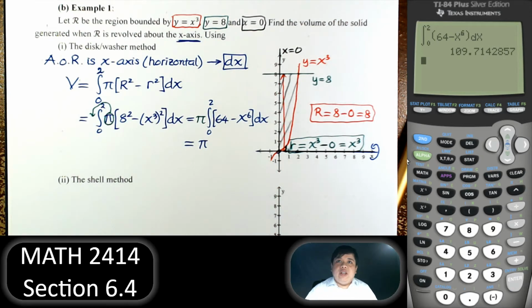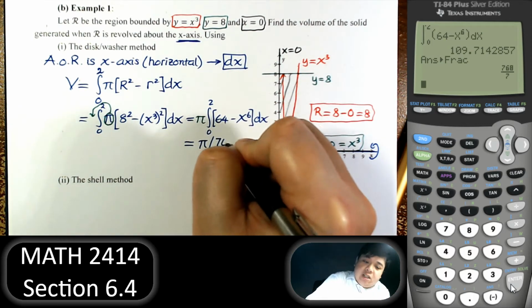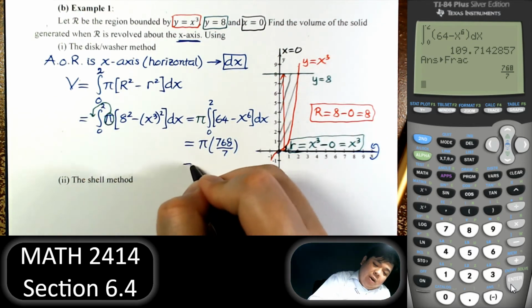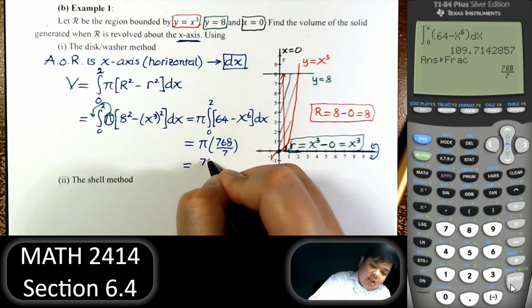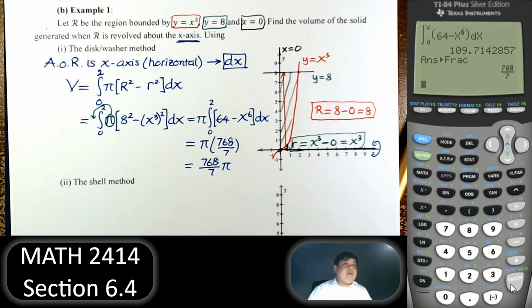Right, I put this in fraction. It's 768 over 7, and let's stick a pi to it. So the answer is 768 over 7 times pi. Right, so that is the volume using the washer method.